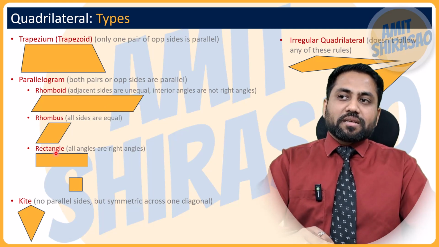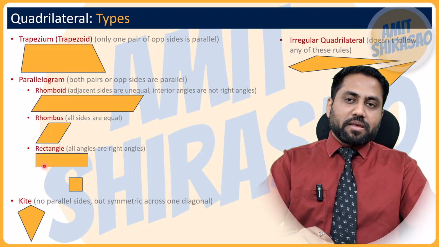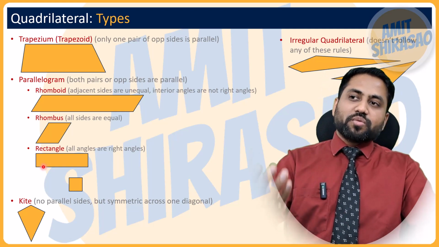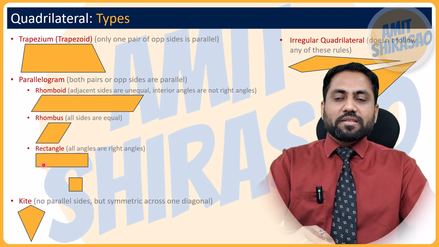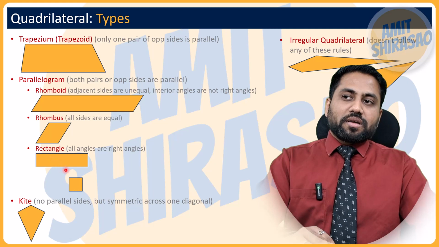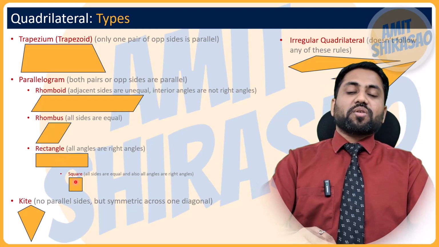Okay, then rectangle is a parallelogram which has a right angle at every vertex. See, if you have one right angle, then since it is a parallelogram, you have to have all the angles equal to a right angle. So all the interior angles are right angles in case of a rectangle. Now, if all the sides of a rectangle are also equal, then it becomes a square. So square is a special case of rectangle where all the sides are equal also.